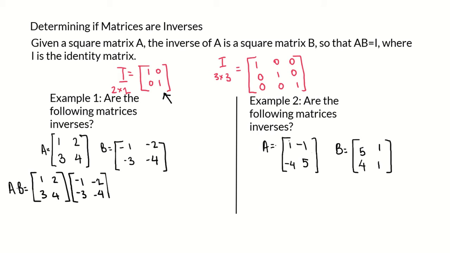And remember, to multiply matrices, we multiply rows of the first by columns of the second. So the first entry of the answer matrix will be 1 times -1 plus 2 times -3. That's in the top left spot. And then the top right spot would be this row by this column. 1 times -2 is -2 plus 2 times -4 is -8.